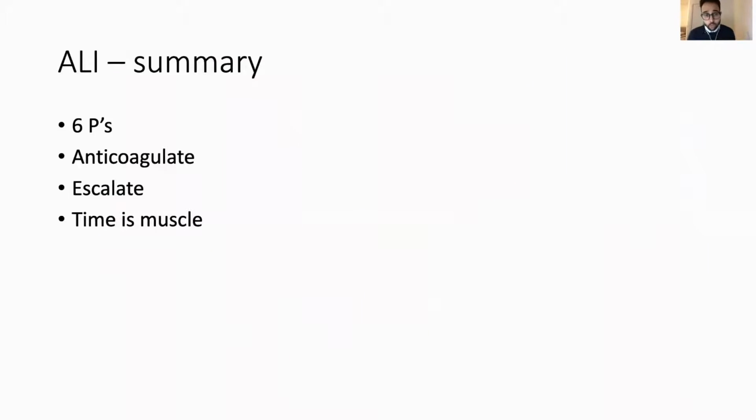So that's a whiz through acute limb ischemia. Just to summarize the key points, the things you really need to take home: remember the 6 Ps. They should be stuck in your mind for when you are on an acute vascular take. You need to think about anticoagulating the patient, and you need to escalate this patient. And remember, time is muscle. The longer it takes to get anything done, the more muscle death and irreversible damage will occur.